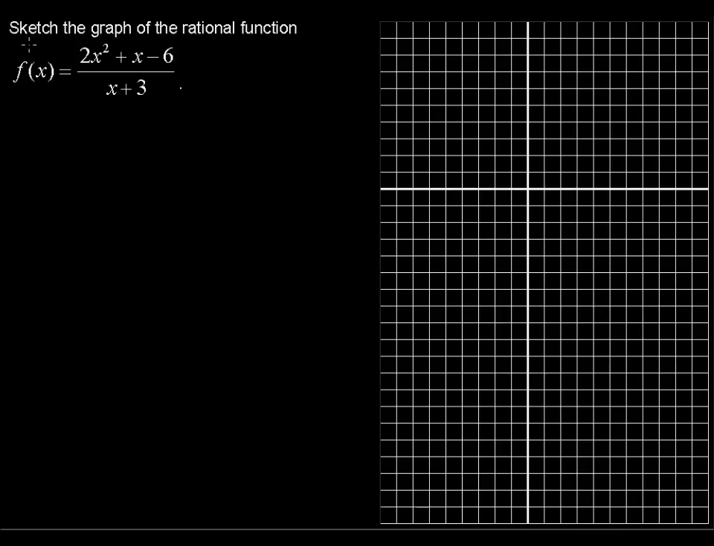Sketch the graph of the rational function f of x equals 2x squared plus x minus 6 all over x plus 3. The first thing we're going to want to do when we graph a rational function is to find the asymptotes. So let's first look at the vertical asymptotes. We have vertical asymptotes anytime the denominator equals 0. So a vertical asymptote occurs when the denominator x plus 3 equals 0. Solving for x, we have a vertical asymptote of x equals negative 3.